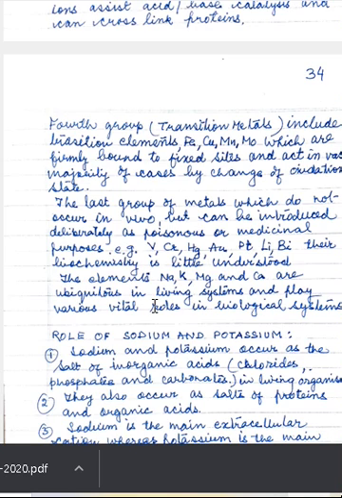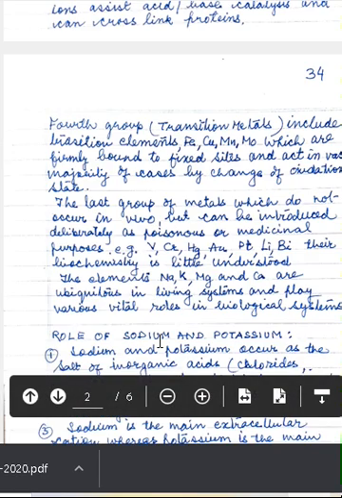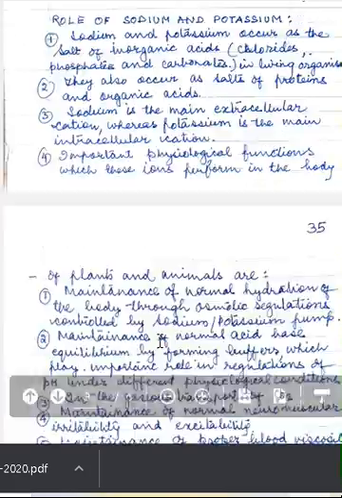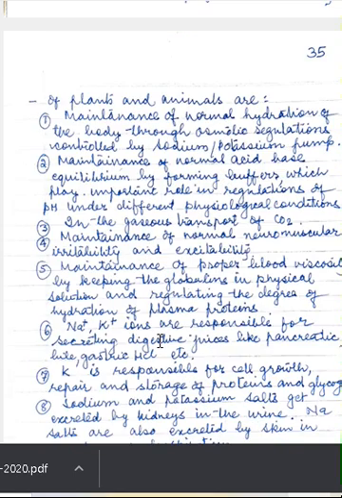Important physiological functions which these ions perform in the body of plants and animals are: maintenance of normal hydration of the body through osmotic regulation controlled by the sodium-potassium pump; maintenance of normal acid-base equilibrium by forming buffers, which play an important role in regulation of pH under different physiological conditions; next, gaseous transport of carbon dioxide; and maintenance of normal neuromuscular irritability and excitability.